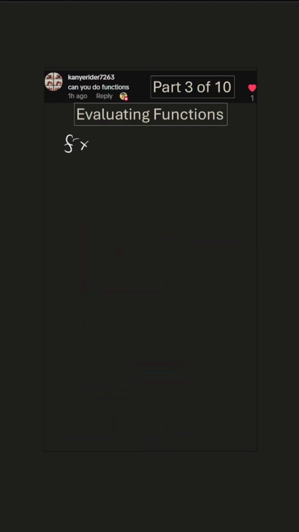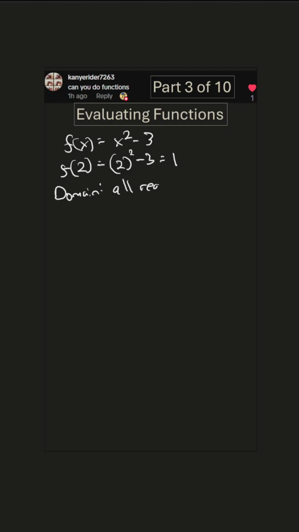Let's evaluate some functions. Let's say f of x equals x squared minus 3. What's f of 2? We just plug in 2 everywhere we see x, and we get 2 squared, which equals 4, minus 3, which equals 1. So that's our answer. How about the domain of this function? Well, there's no division or square root, so we can plug in any number for x that we want. So the domain is all real numbers.